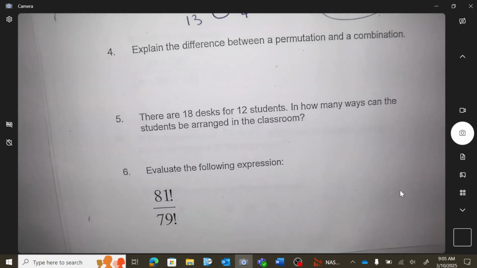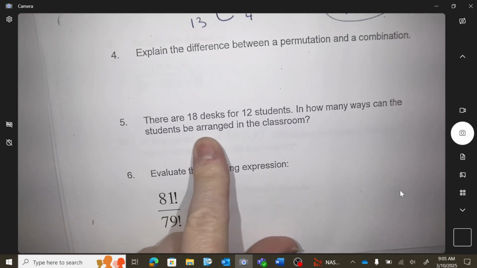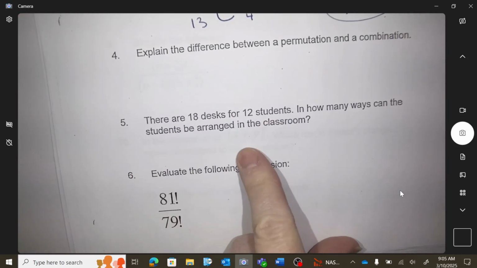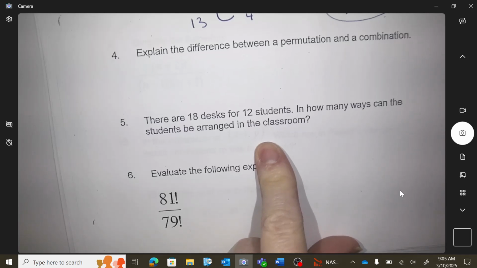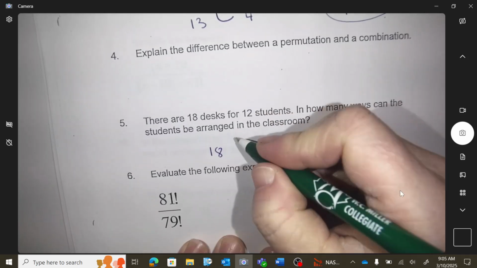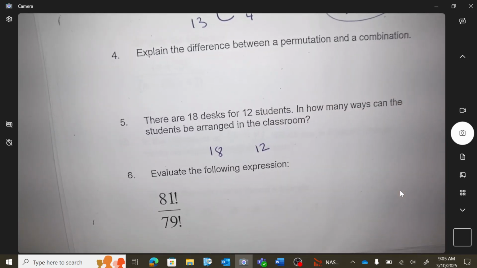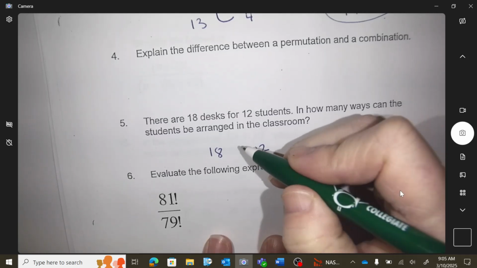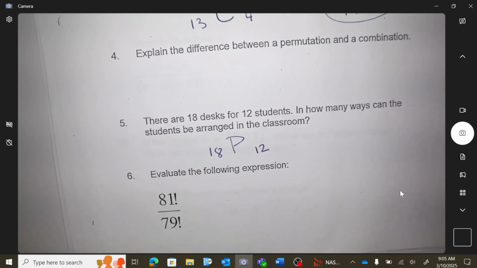So skipping to number 5, there's 18 desks, 12 students. How many ways could you make a seating chart arrangement? So there's 18 desks, 12 children. What letter do I put here? This would be a P, because the order matters. It changes when you put somebody in a different seating spot. Okay, that's a different seating plan, right? I feel like this is really big.